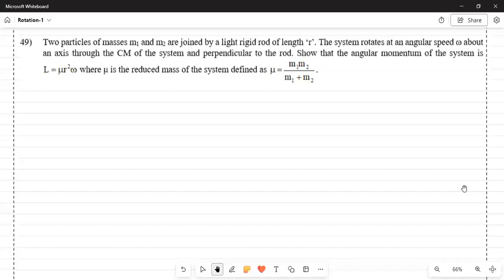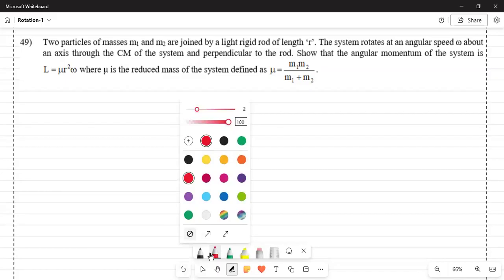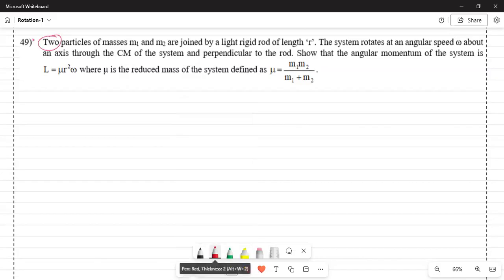You take problem 49 of your textbook. What does the problem say? The problem says that two particles of masses M1 and M2, that means there are two different masses, are joined by a light rod of length R, and the system rotates at an angular speed omega about an axis through the center of mass. It rotates through the center of mass.